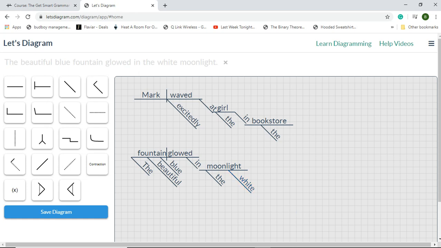And in your box, fountain is the subject. Glowed is the verb. Blue is an adjective, modifying fountain. Beautiful is an adjective, modifying fountain. The is an adjective, modifying fountain. In the moonlight, in the white moonlight. This is the prepositional phrase.